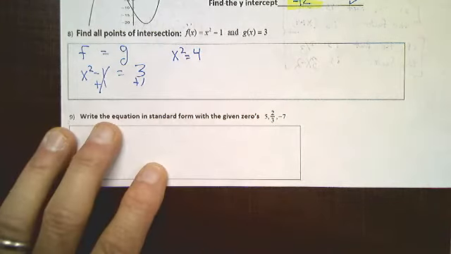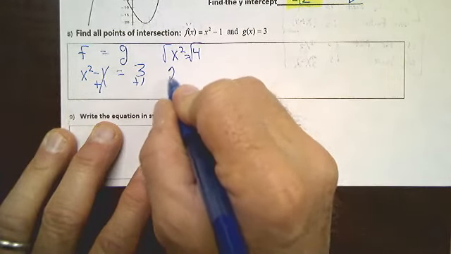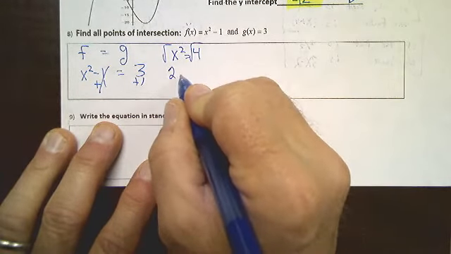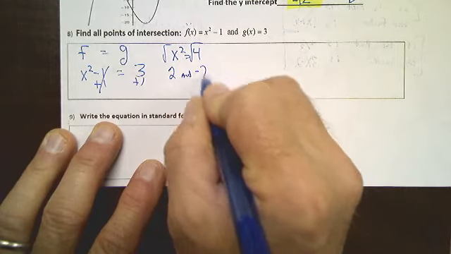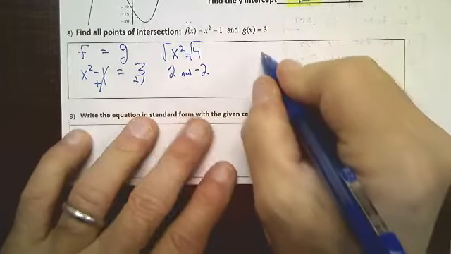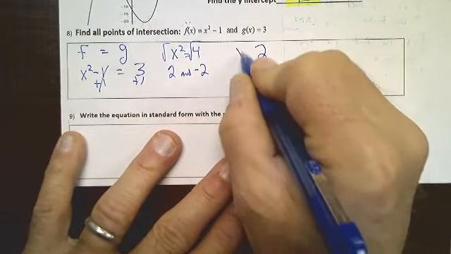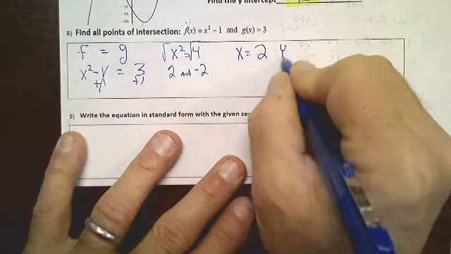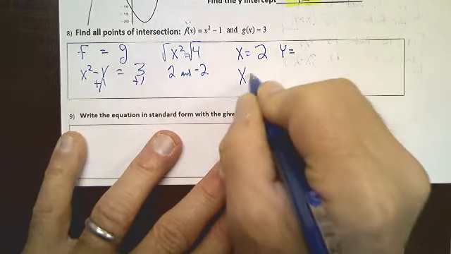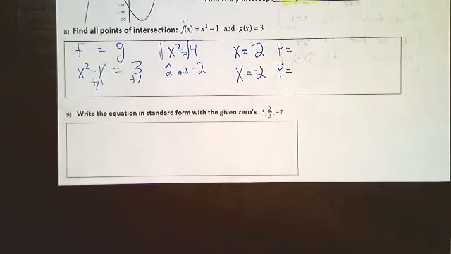Square root, yeah, square root. I get two answers. I get an answer of 2 because 2 squared is 4, and -2. So my answers will be 2 and -2, and now remember, I got to find the y values.